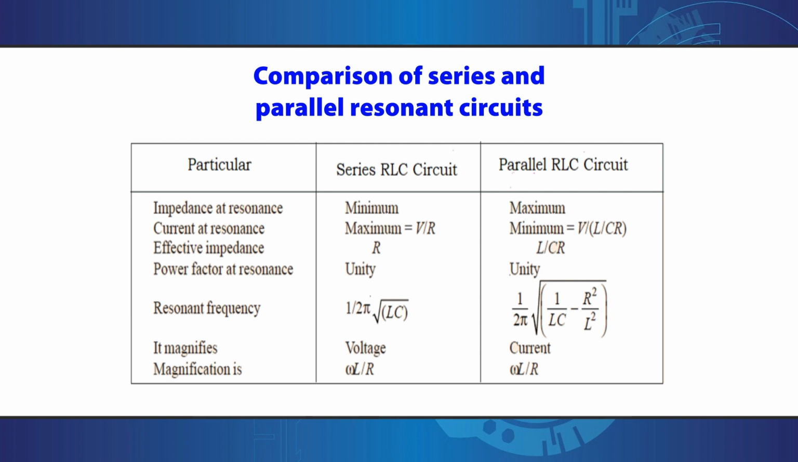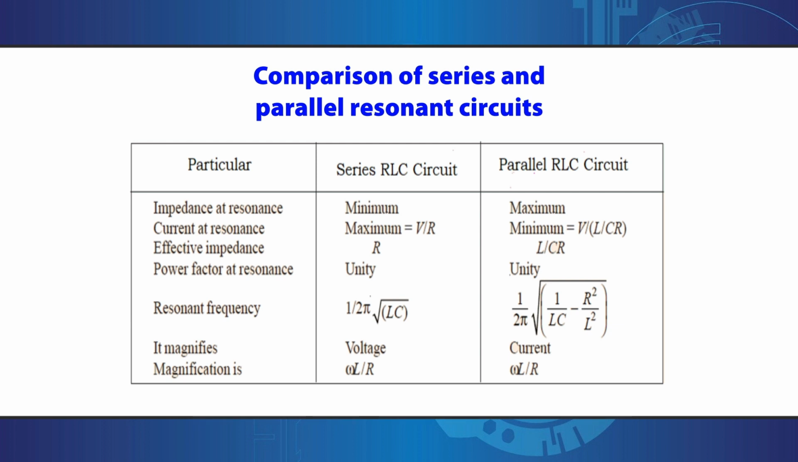If phase angle is 0, that means cos phi is 1, that means power factor is unity in both the cases: series RLC circuit, and parallel RLC circuit if it is at resonance. And the resonant frequency for series RLC circuit can be written as 1 upon 2 pi under root LC. For parallel RLC circuit it can be written as 1 upon 2 pi under root 1 upon LC minus R square upon L square.